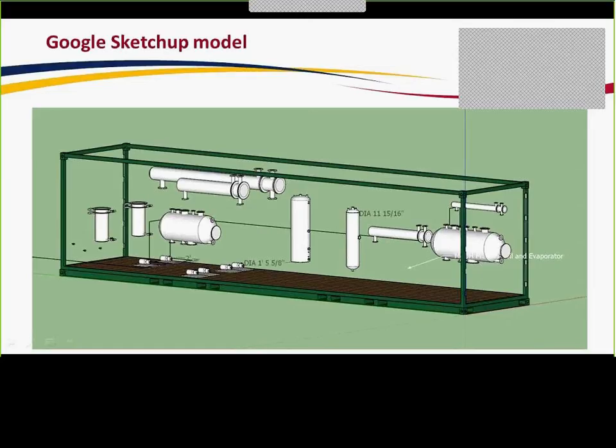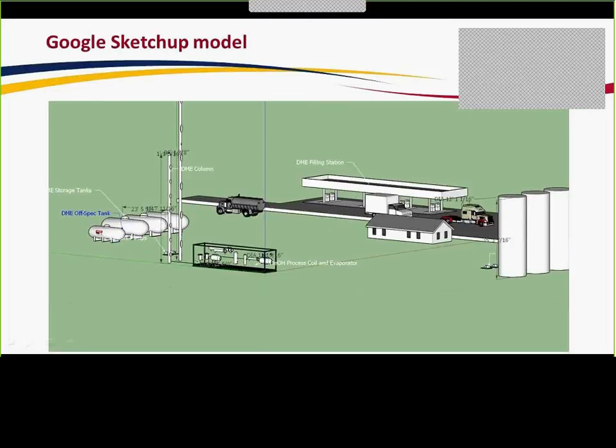So the process feeds in from the right and then eventually goes out to the columns over on the left. These columns are very tall and thin. They would be transported on top of transport trucks in pieces. And then in the background, you can see the fueling station where the trucks would be coming in off the highway to fill up their DME tanks.